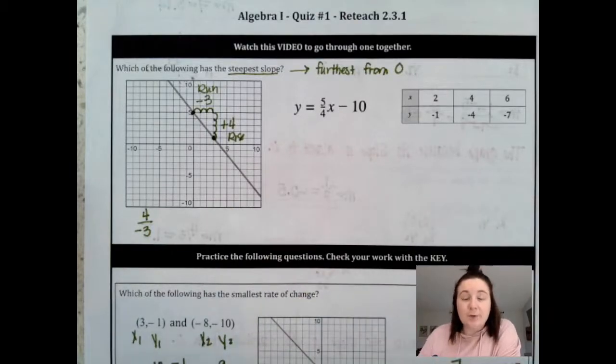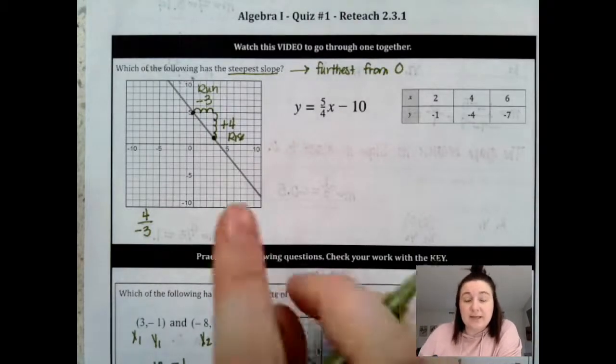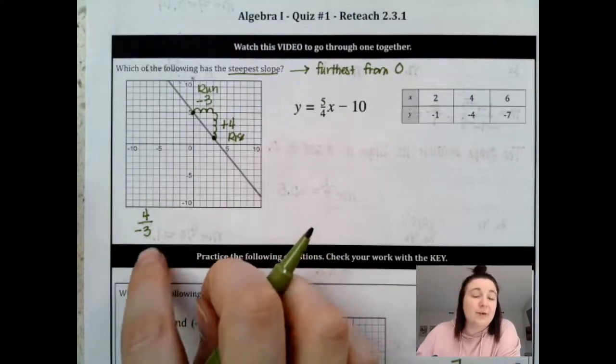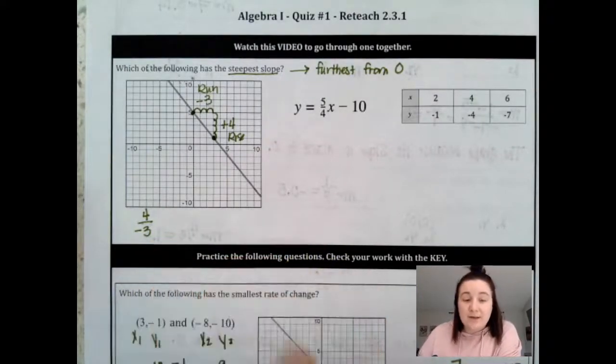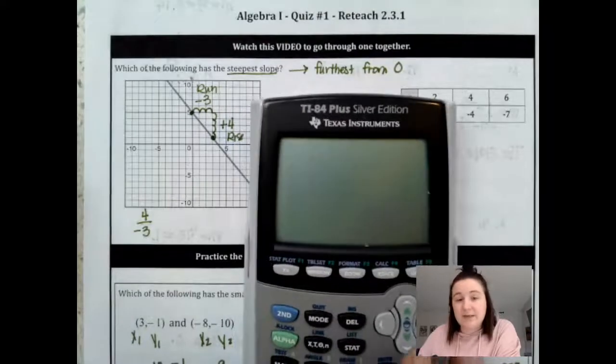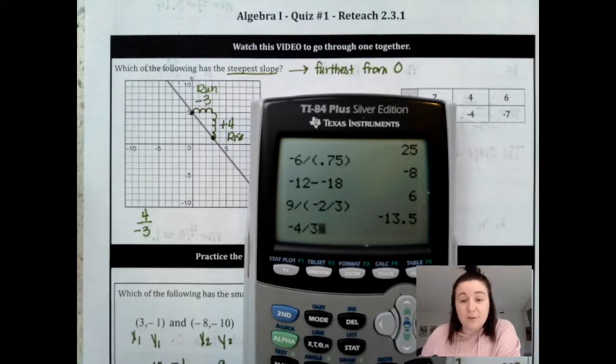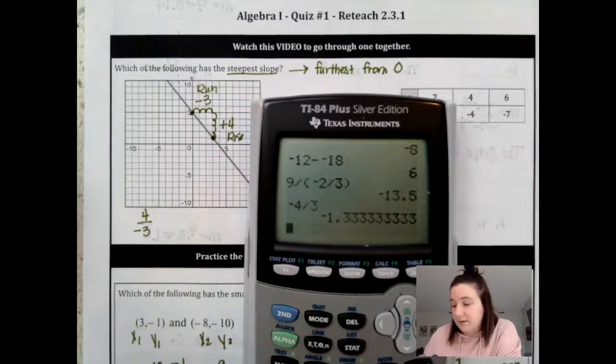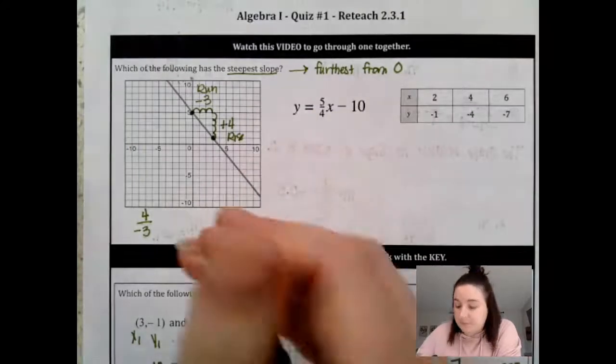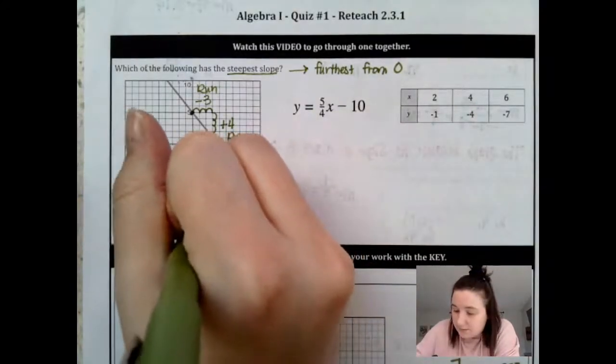Now I know that I'm going to be comparing numbers in a second, and I don't really know how far that is from 0. I think it's easiest to make everything a decimal when you're comparing. If you are really good at comparing fractions, you might not need to do this, but for those of us who aren't that great at it, this would be a good thing. So just type in negative 4 over 3. And then you'll get your decimal, so negative 1.3 repeating. So this is the same as this.